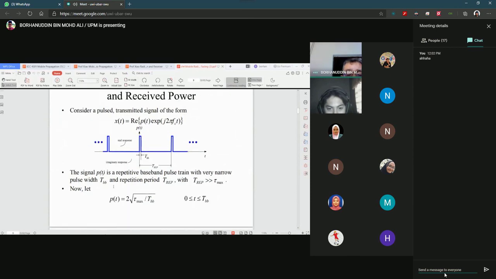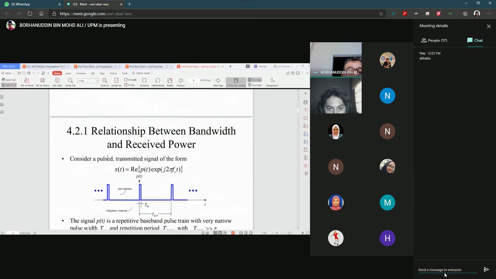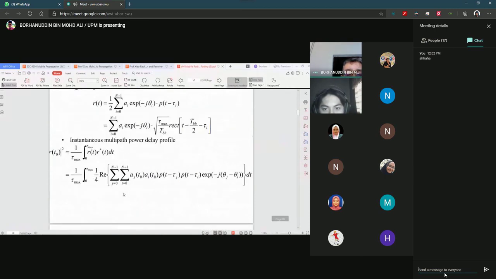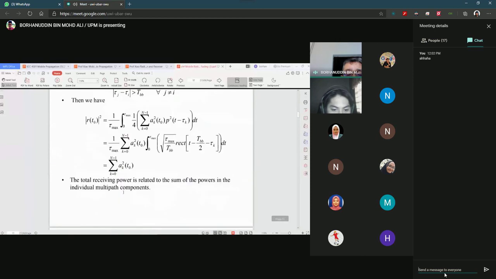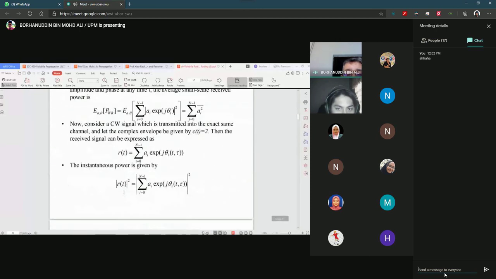Now, this is what I want to highlight. Relationship between bandwidth and received power. So there's too much mathematics here. I just want to skim through some of them.